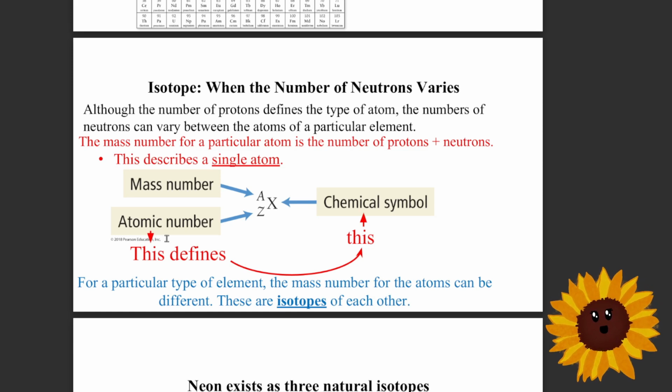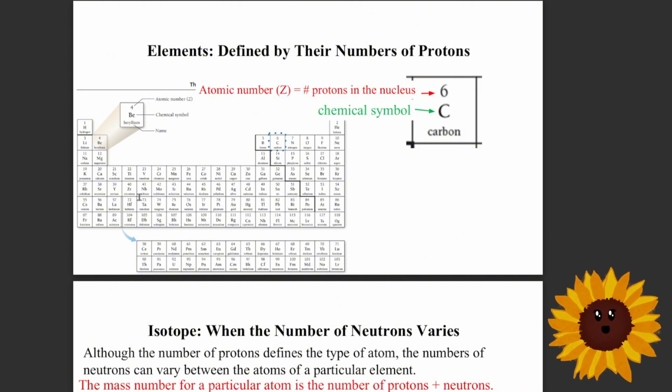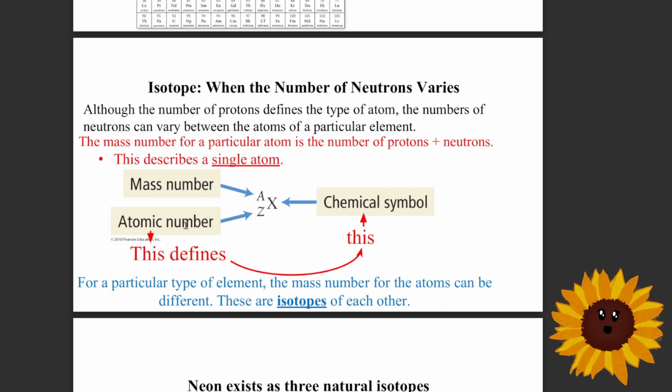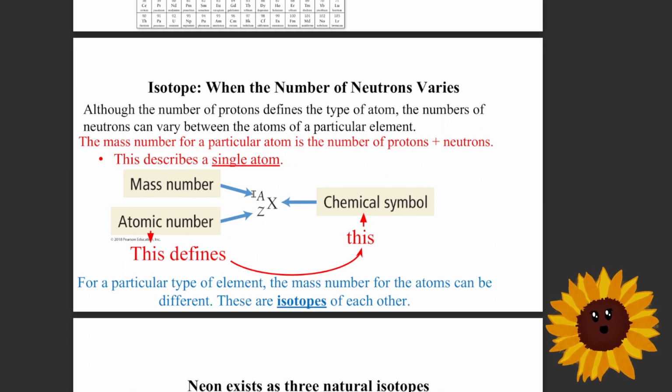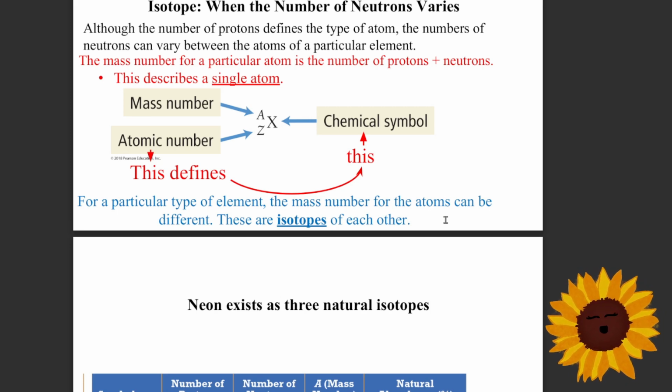Then the atomic number defines this. Remember, the atomic number is the number of protons, and every element has a unique number of protons. So if you say the atomic number, you're basically saying the chemical name. And then there's the mass number, or how much it weighs. For a particular type of element, the mass number for the atoms can be different. These are isotopes of each other.